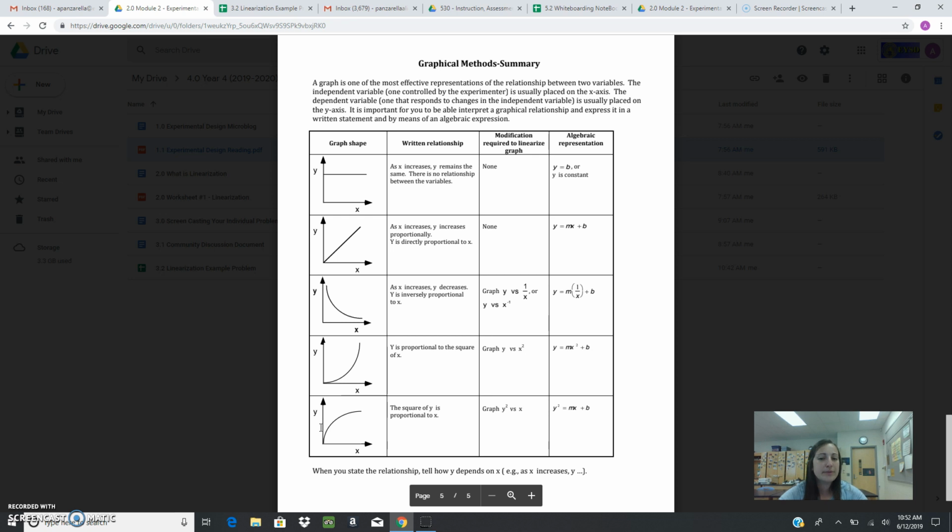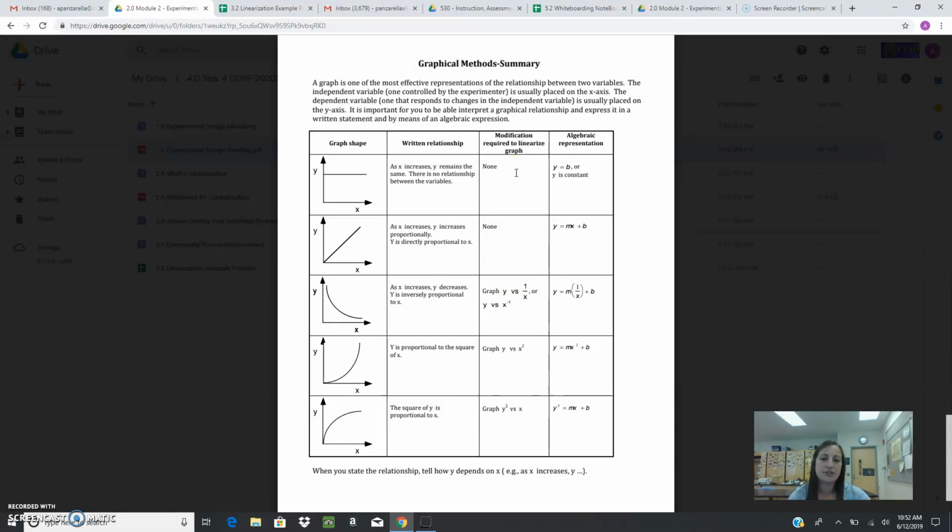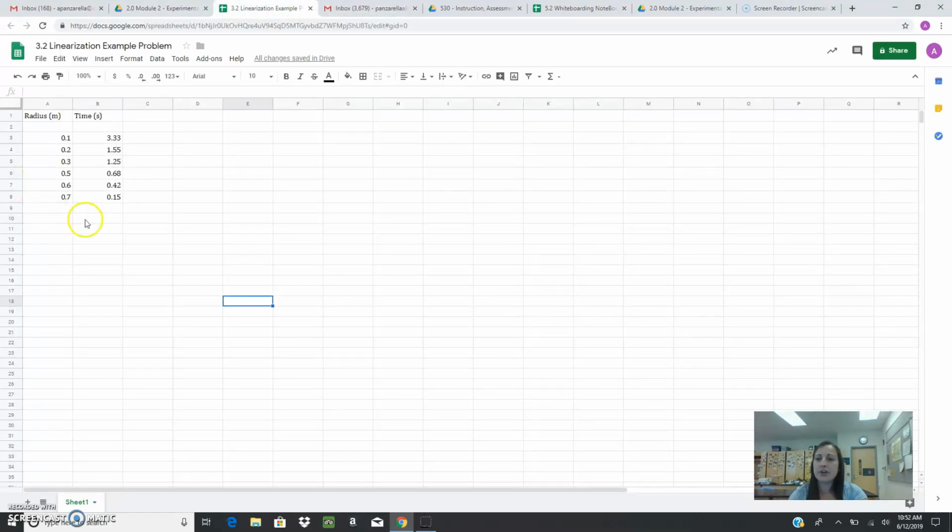Now, what those terms mean right now is not really necessary at this point. What is necessary is knowing what to do with your data in order to linearize so that we can actually form our equation. So what's going to be the most important thing for us is going to be this column right here, the modifications required to linearize your data. So you're going to have a chart that looks like this.